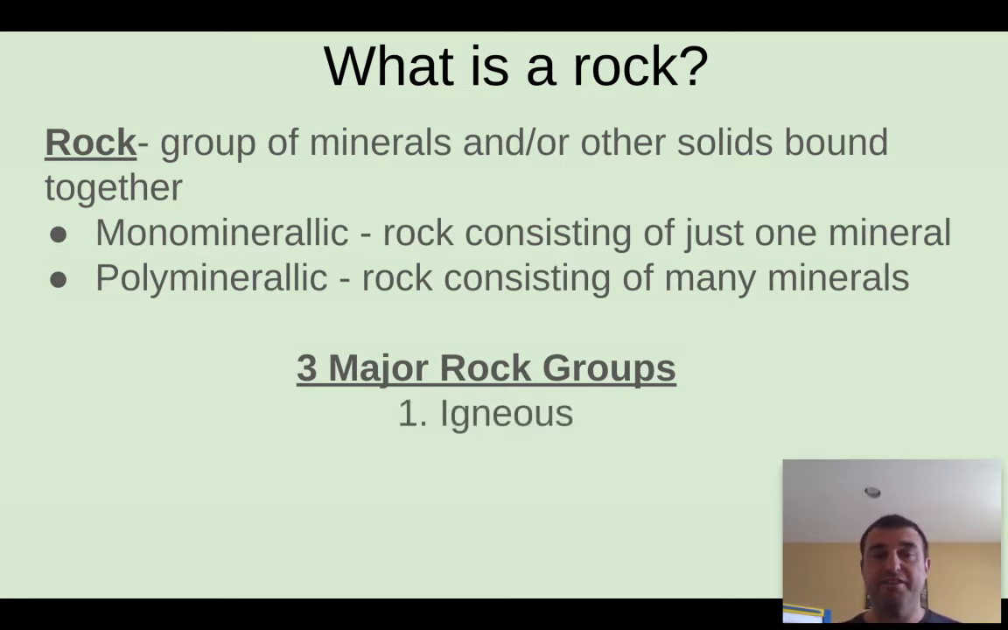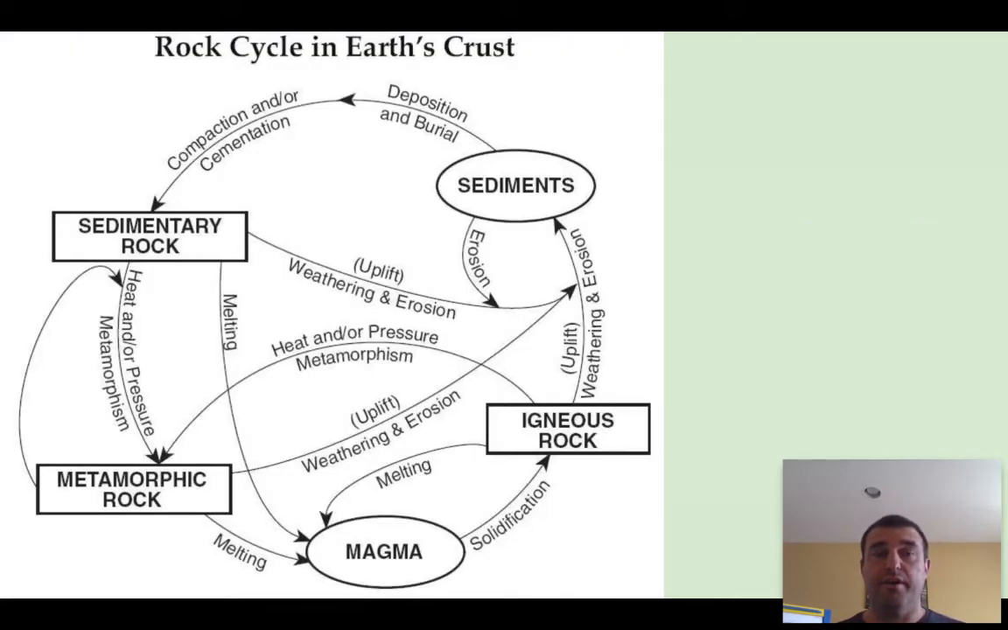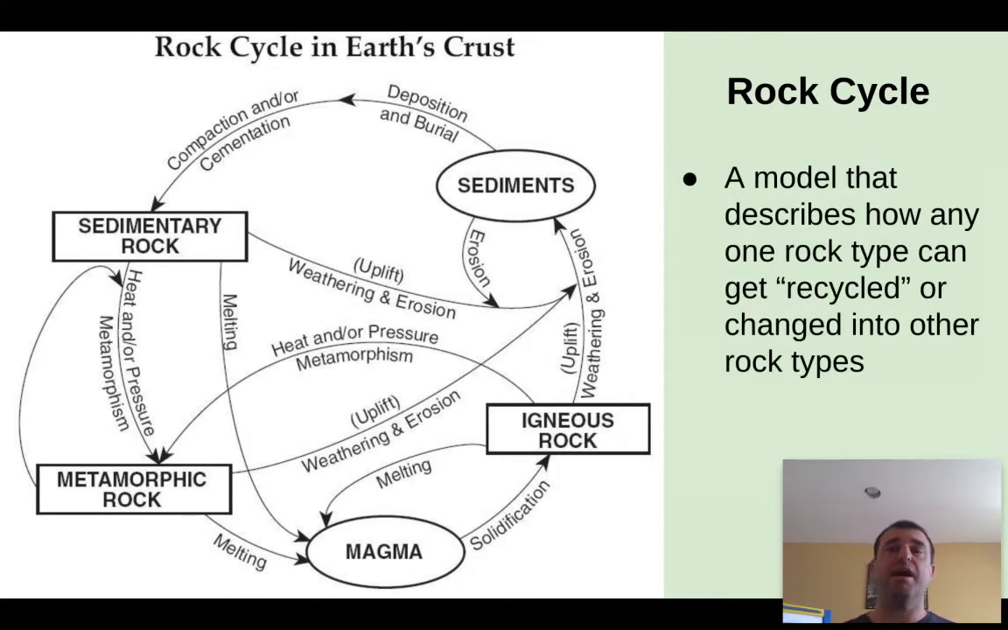They are igneous, sedimentary, and metamorphic. Okay, so these are your three major rock groups. All right, this is a diagram that we're going to spend most of the rest of this lesson learning how to read. It's the rock cycle. So the rock cycle is a model that describes how any one rock can get changed or recycled into another kind. So we're going to spend a little bit of time learning about this.